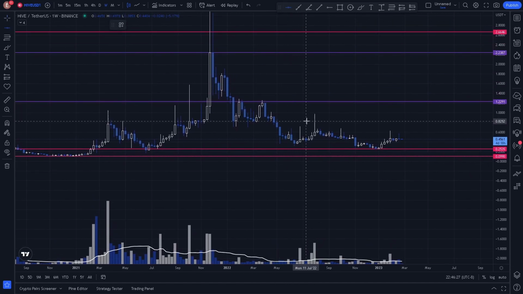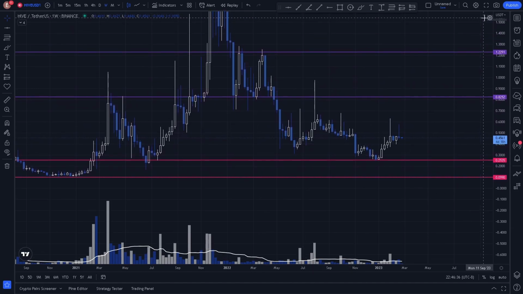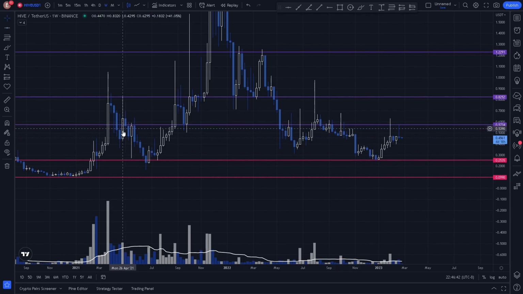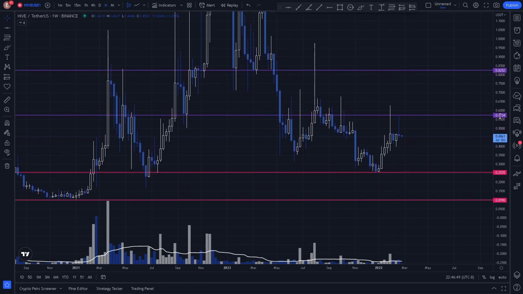We can go ahead and plot a key level here, where we see multiple reactions acting as resistance and support. We can go ahead and plot a key level here, where we see multiple reactions acting as resistance and support. And a final level right here.